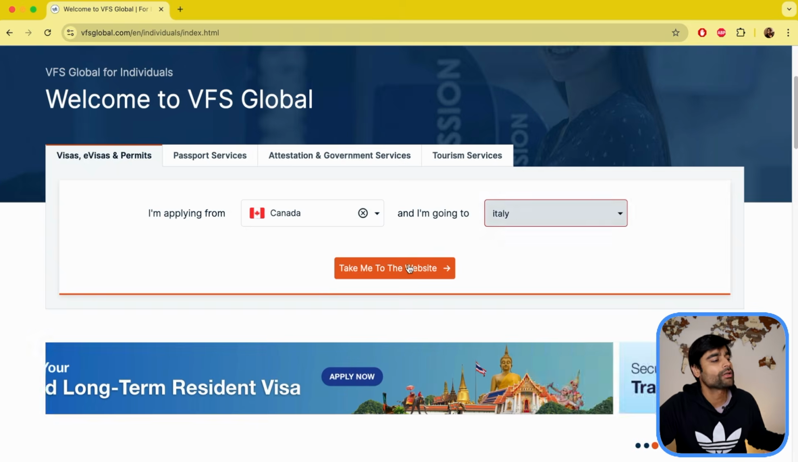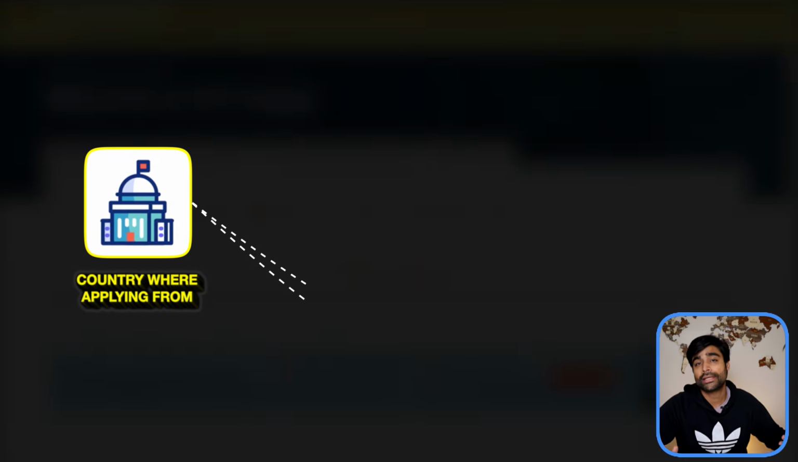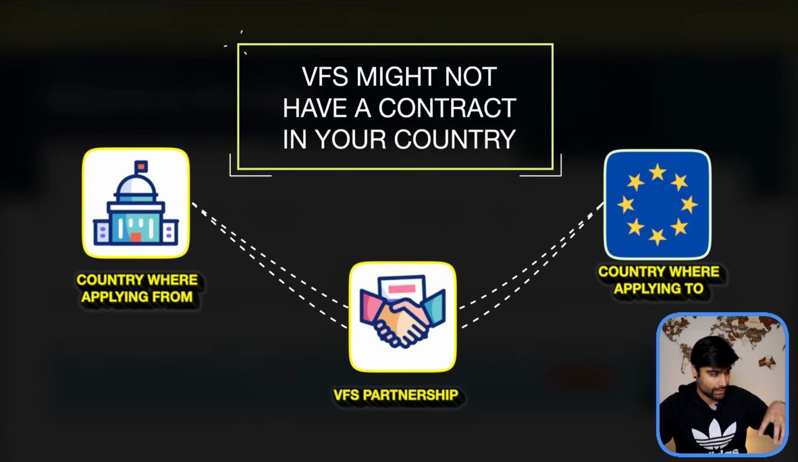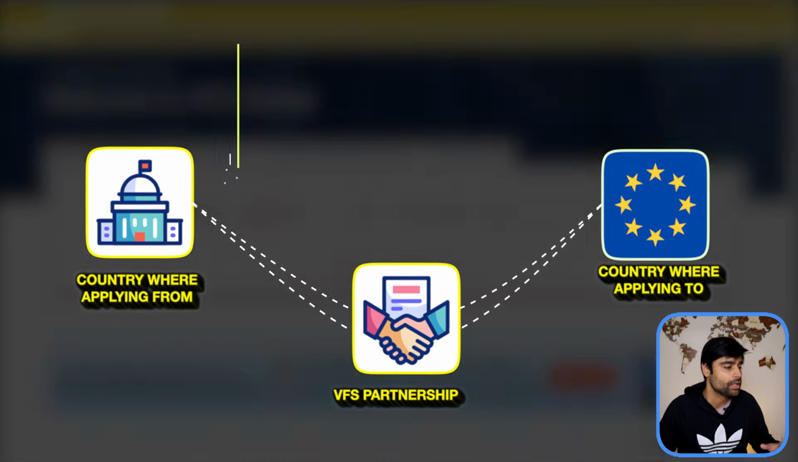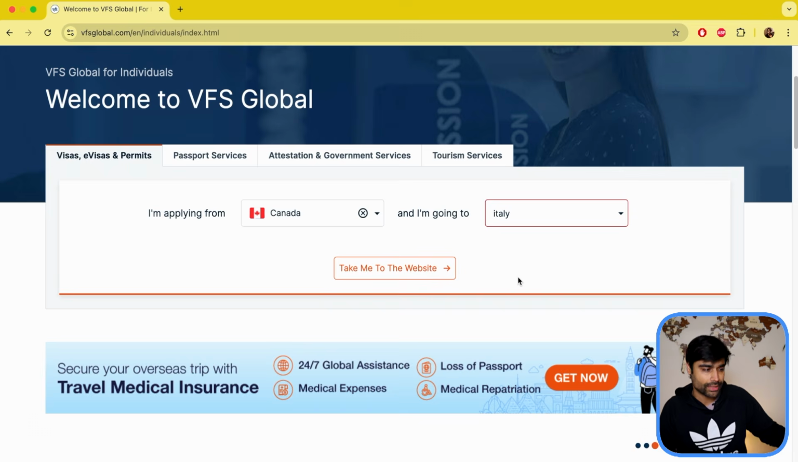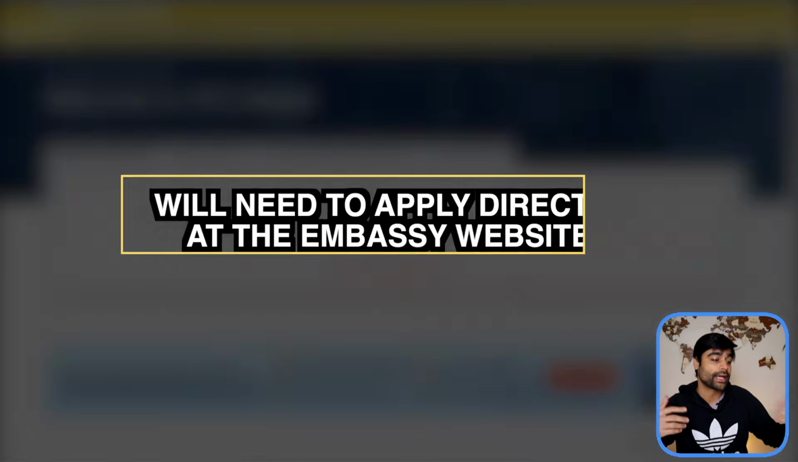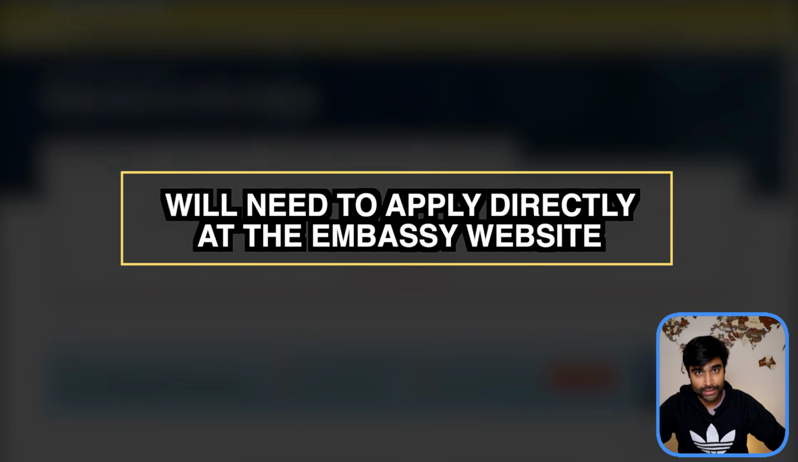And that could simply be because the VFS in Canada might not have a contract between the Canadian government and the Schengen country where you want to apply. So this is not a big deal. If that is your case, you will just need to search directly for the embassy website of the Schengen country where you want to apply and apply there directly. And you'll find all the documents and the application form there.